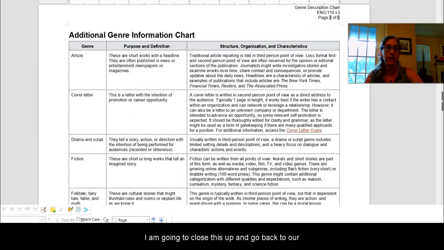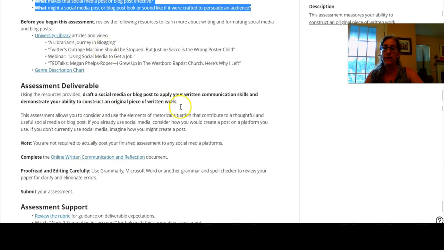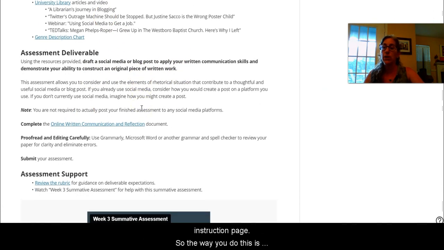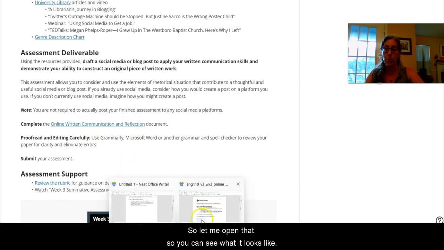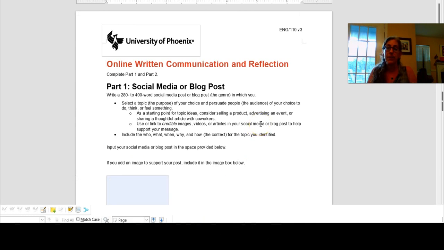All right, I'm going to close this up and go back to our instruction page. So the way you do this is you're going to use this online written communication and reflection document. You're going to fill this out. And of course, afterwards, you're going to proofread and edit it carefully, and then you're going to submit it. So let me open that so you can see what it looks like.